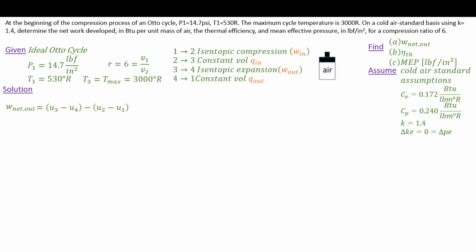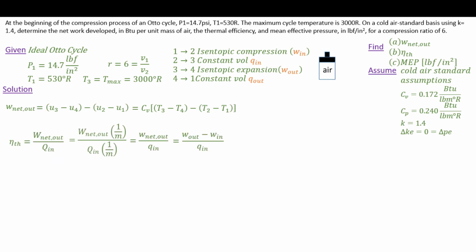So little work net out, we've seen before that this is just U3 minus U4 minus U2 minus U1. And because I'm making cold air standard assumptions, I can put those delta U's in terms of CV delta T's. And then my thermal efficiency, well, I've got the numerator part of that. I've already got that in the first governing equation. And then my Qn occurs between 2 and 3, so that's going to be U3 minus U2. And since I'm making cold air standard assumptions, those delta U's become CV delta T's, and you could cancel those CV's out if you wanted to.